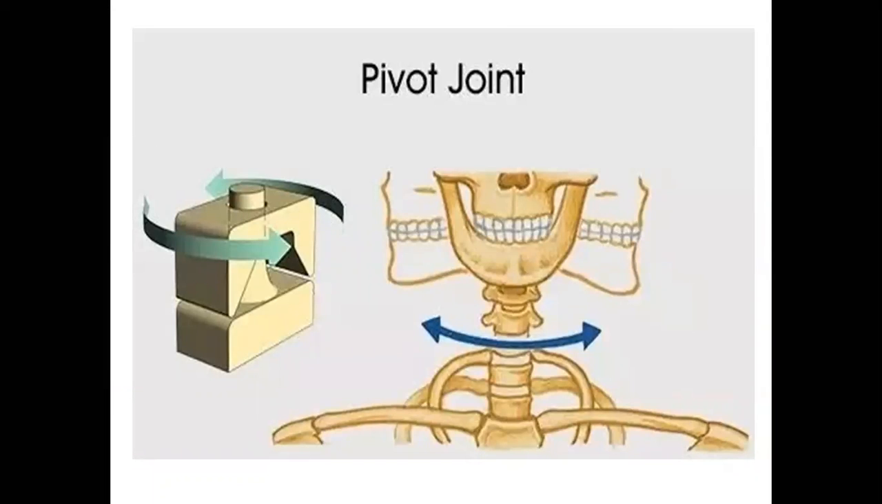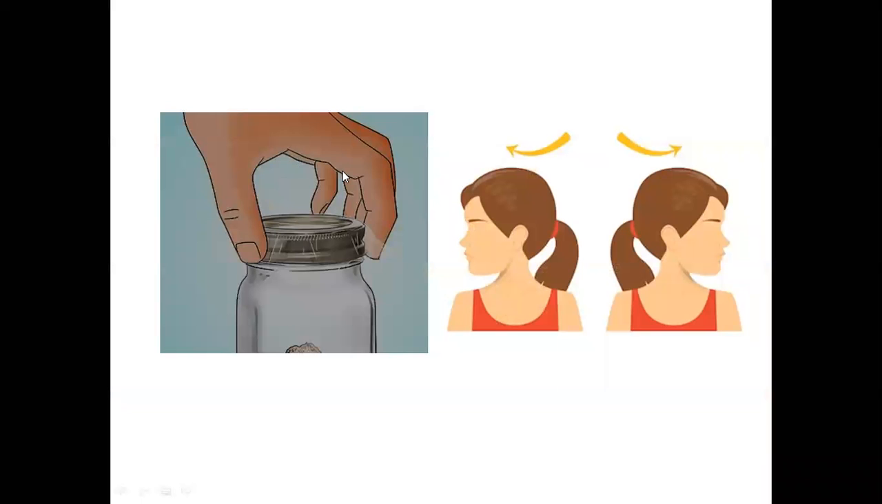So over here we can see the rotation of neck, example of pivot joint. And when we open the jar of any container, we rotate our limbs. When we rotate our hand, we rotate our arm, as well as we rotate our neck.